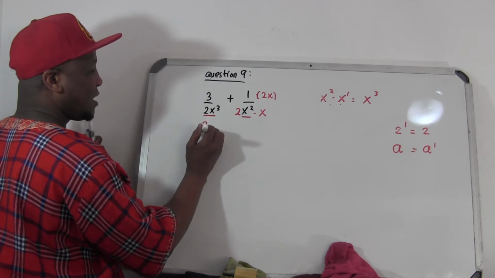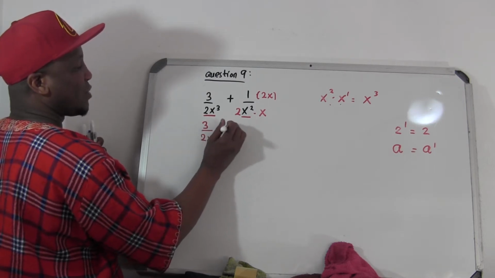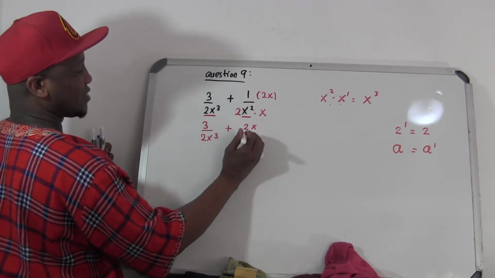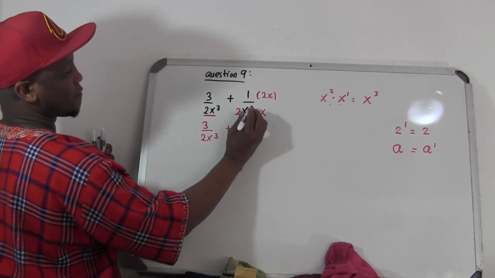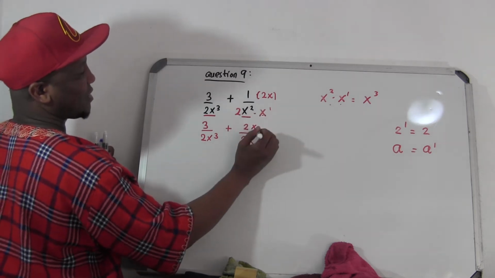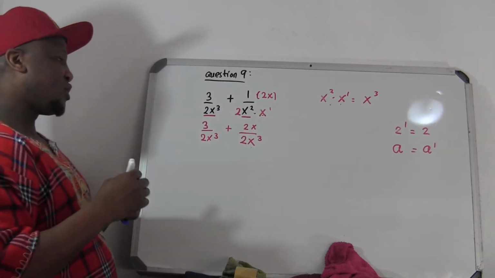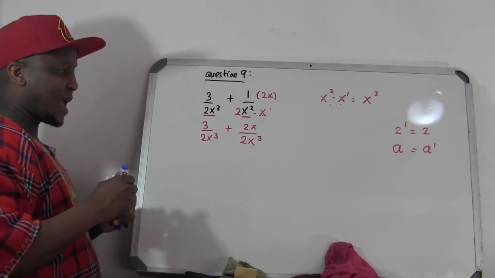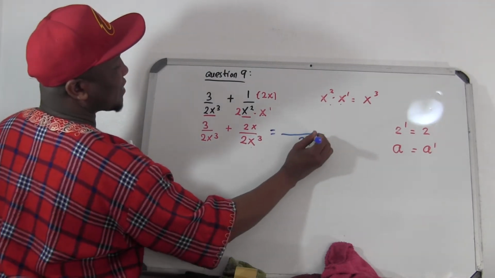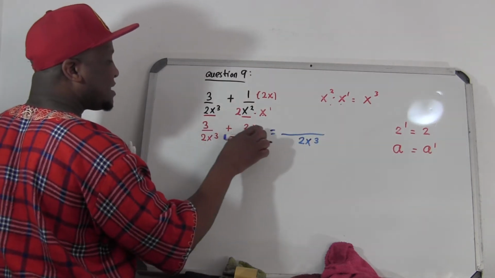So this is going to be 3 over 2x cubed, and then we plus, this is going to be 2x, and then over, this is going to be 2x, this power 1, right? Bases are the same, we write only 1 plus 2 equals 3. So see, the denominator now is the same. Since it's the same, we only write it once, which is 2x cubed, and then add this at the top.